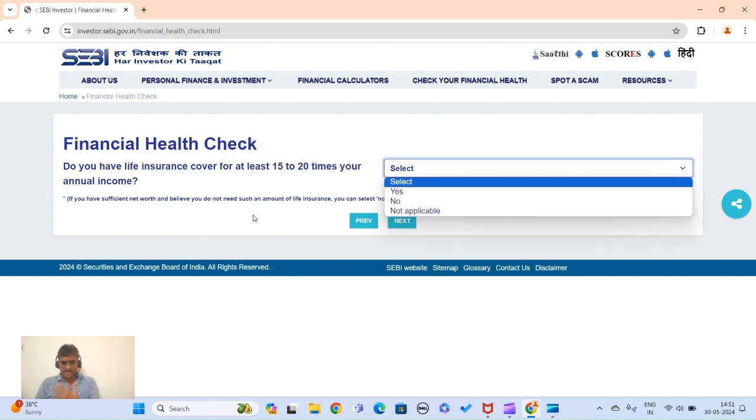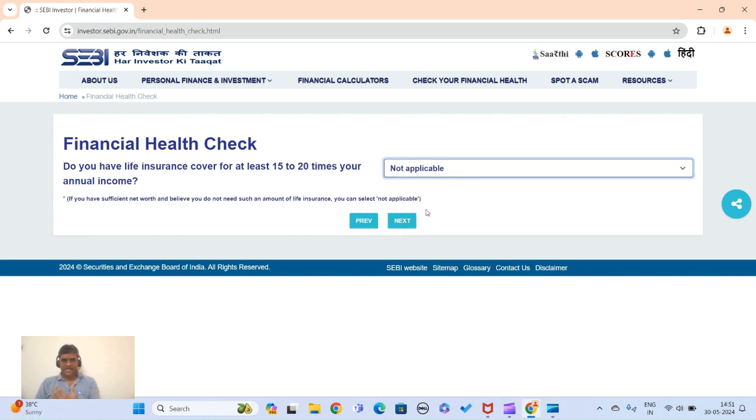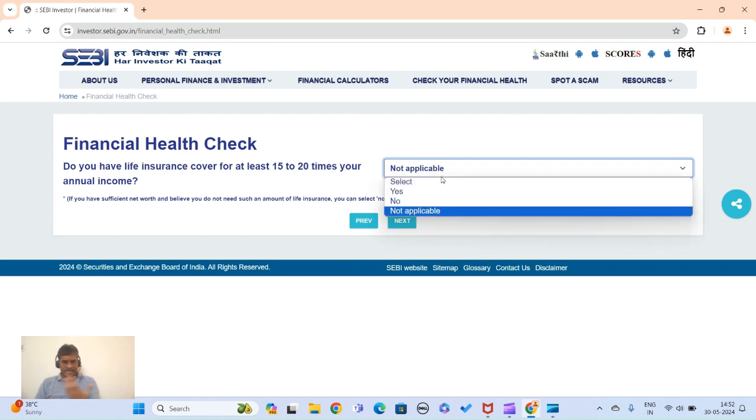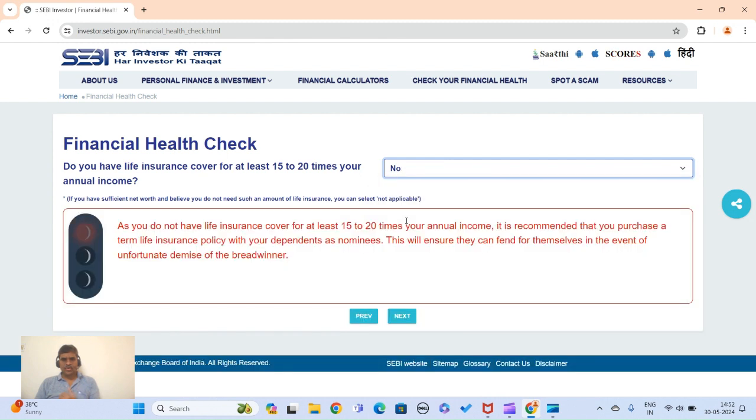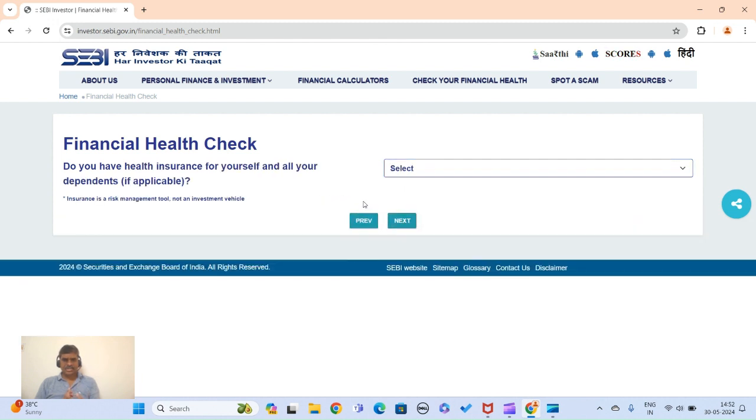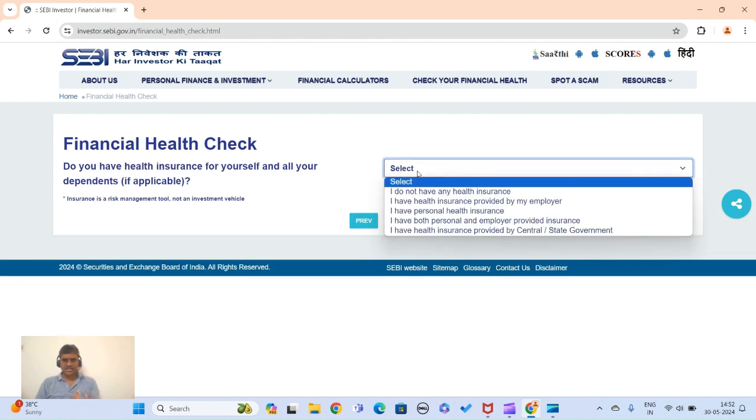The other one is, if you have a sufficient corpus, of 15 to 20 times your annual income, then you might say not applicable to me. Otherwise, you need to say yes or no. Assuming I say no, it says, as you do not have life insurance, it is recommended to purchase. So these are a series of questions.